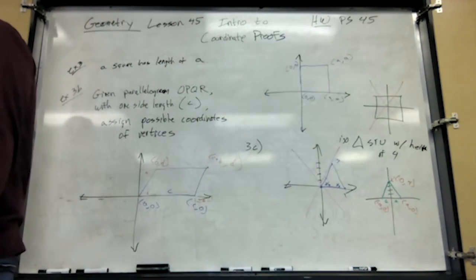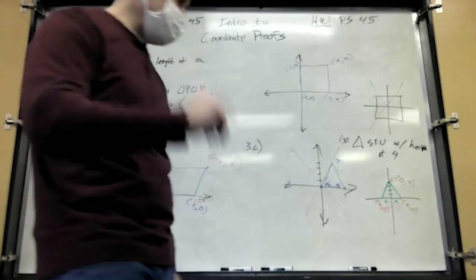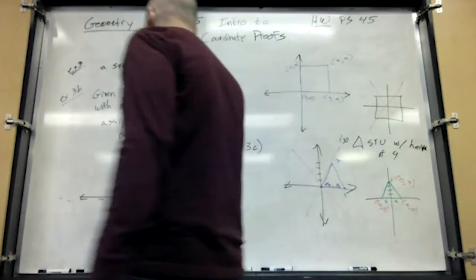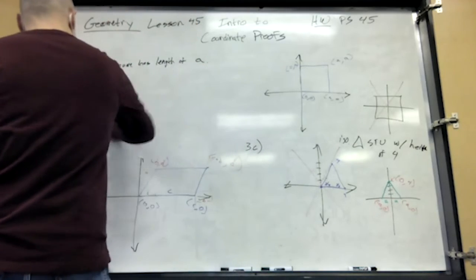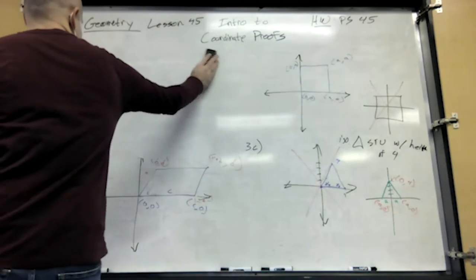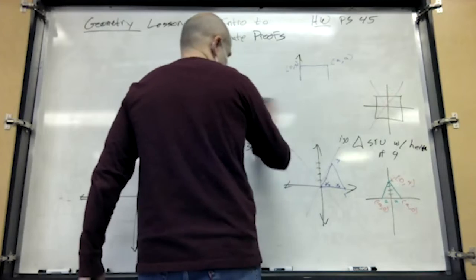All right, so last example is just writing a proof, a coordinate proof. So that's what we're going to do last, and then we'll call it good. And I'm just going to mention our life application example.